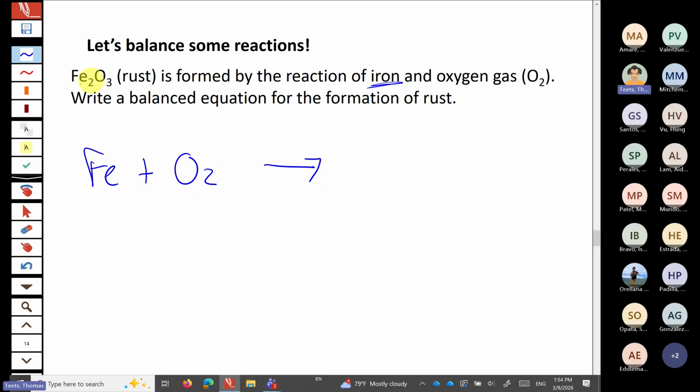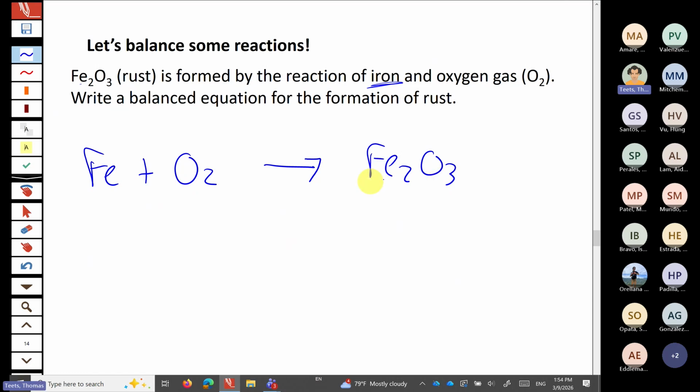And the product is rust, Fe2O3. So this is a situation where we had to read the information in the problem, translate that into what the equation looks like in terms of reactants on one side and products on the other. And so then we have to go through and start balancing it.